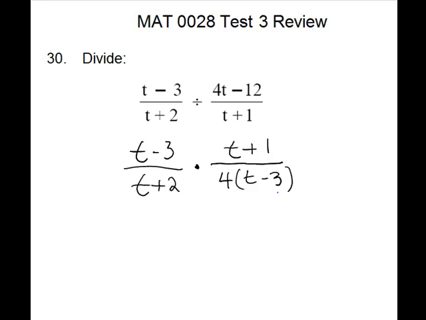We can try the diagonals. We can take out the t minus 3. There is nothing we can do on the other diagonal and nothing we can do vertically. So we'll put it back together. Across the numerators, we have a t plus 1. And the denominators, we have a t plus 2 and a 4. Normally they put the monomials first. And that's our final answer.